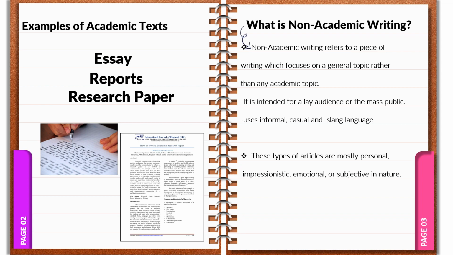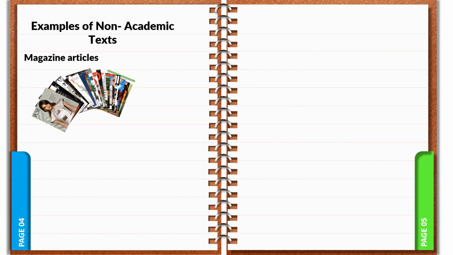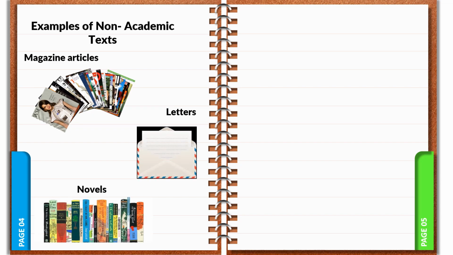Unlike academic writing, it uses informal, casual, and slang language. These types of articles as well are mostly personal, impressionistic, emotional, or subjective in nature. Some examples of non-academic text are magazine articles, personal or business letters, and novels.